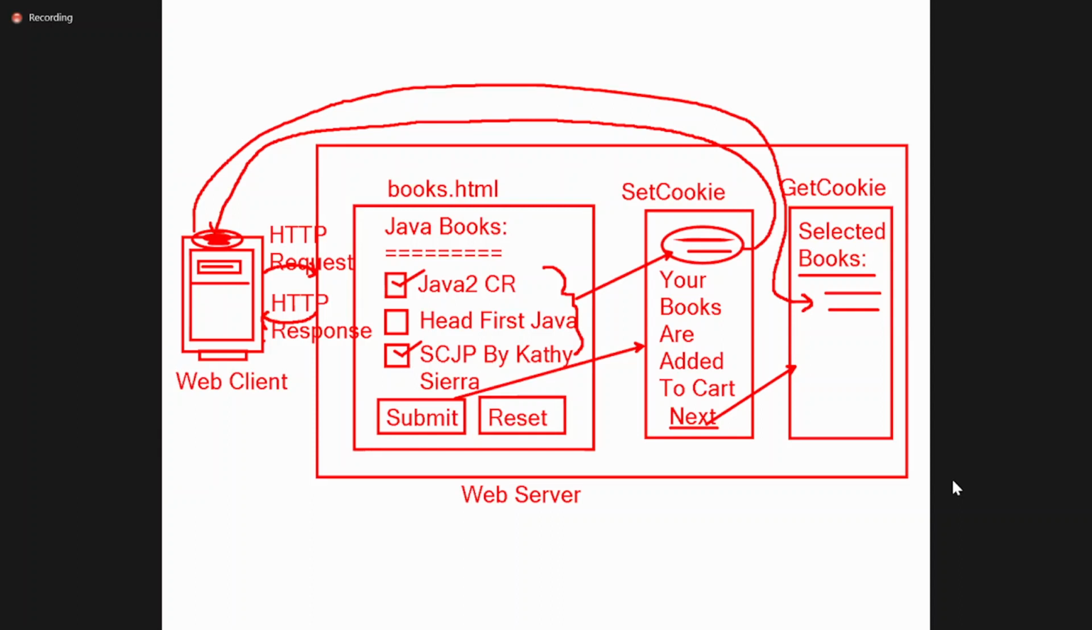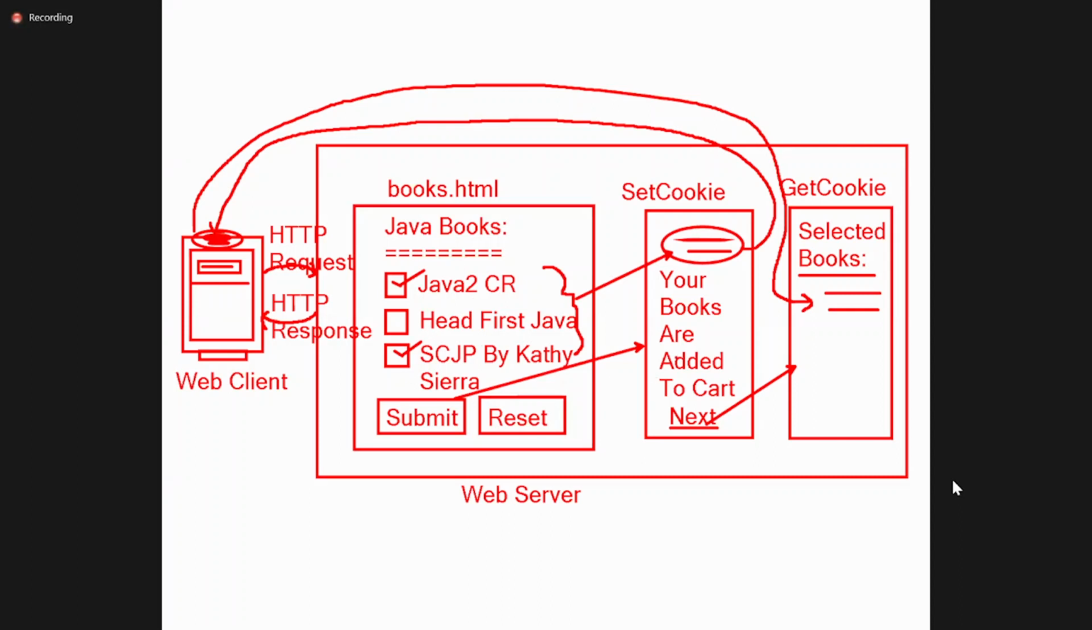Is it over? Say from the client system, we are sending a request to books.html. Then the HTML program comes to the browser and is executed in the browser. You will get the output like this. After getting it, you are going to select either one book or two books or three books. After that, you'll click on the submit button.